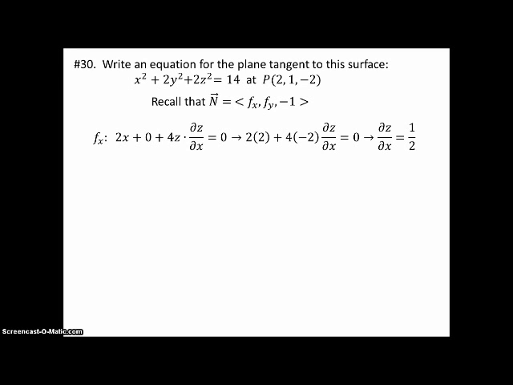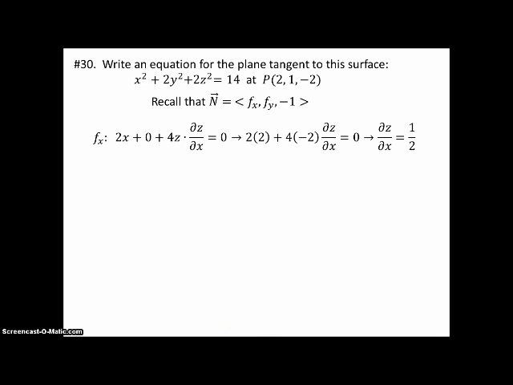So then we set that equal to 0 because the derivative of 14 is 0. And then we plug in our numbers for x, y, and z, 2, 1, and -2. There is no y to plug in, I noticed. And then when we solve for our partial derivative, we get a half.